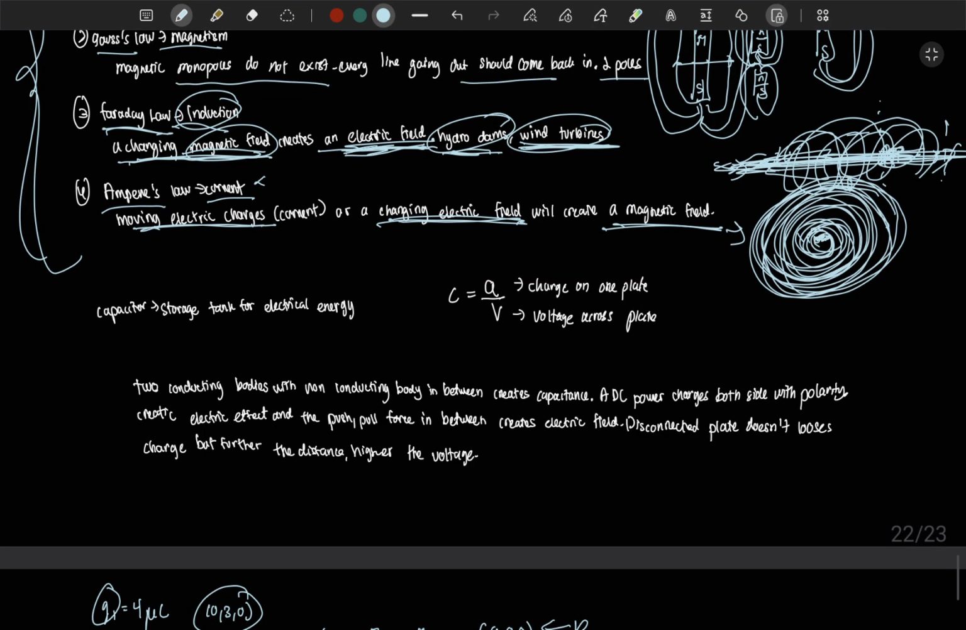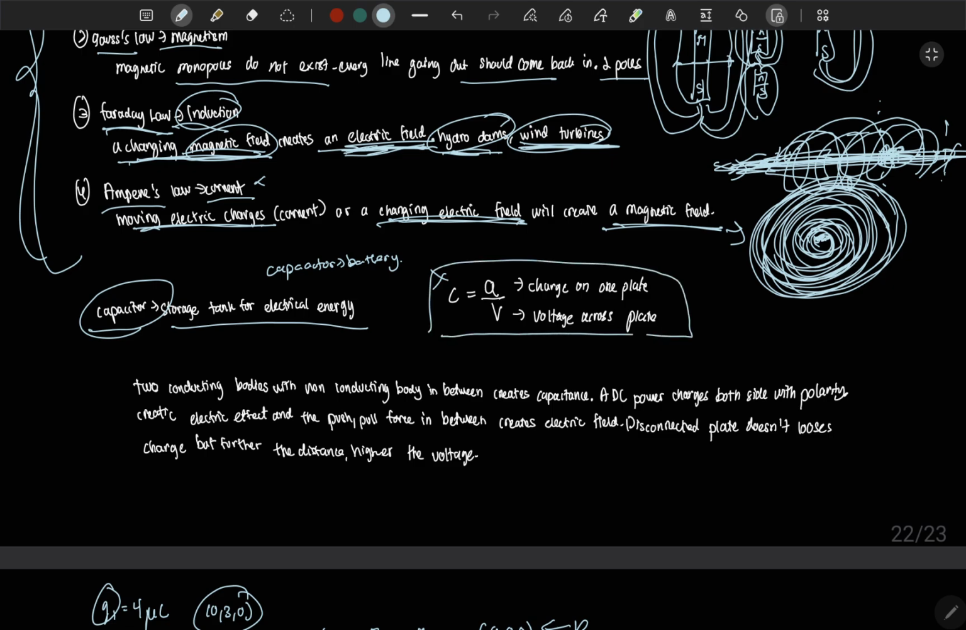Now what is a capacitor? A capacitor is a storage tank for electrical energy, or in simpler terms, a capacitor is equivalent to a battery, but this is not the exact wording that you can use. Capacitance is calculated using this specific formula, where Q is the charge on one plate and V is the voltage across the plates.